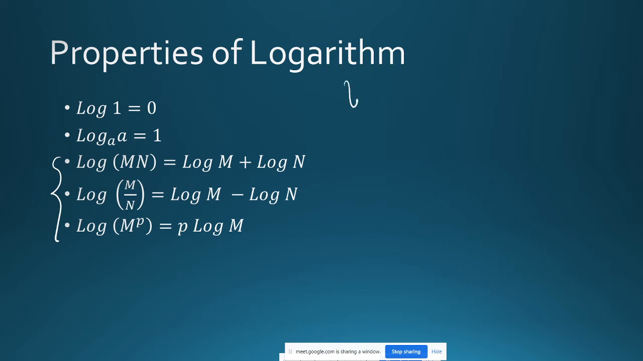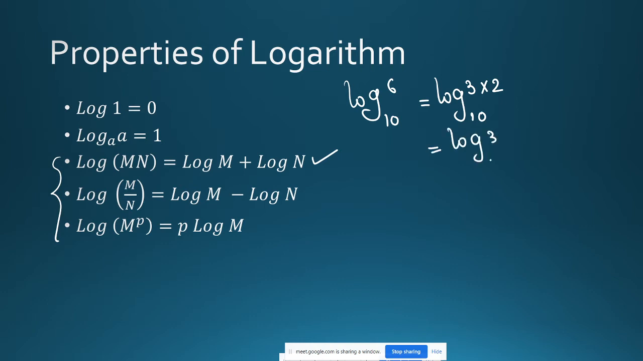For an example, suppose I have log 6 to the base 10, then it is the same as log of 3 times 2 to the base 10. Property number 3 tells us that it can be written as log 3 to the base 10 plus, the multiplication becomes plus, log 2 to the base 10. This is one of the properties of logarithm which we are going to use without doing the proof. But we should understand what it is.